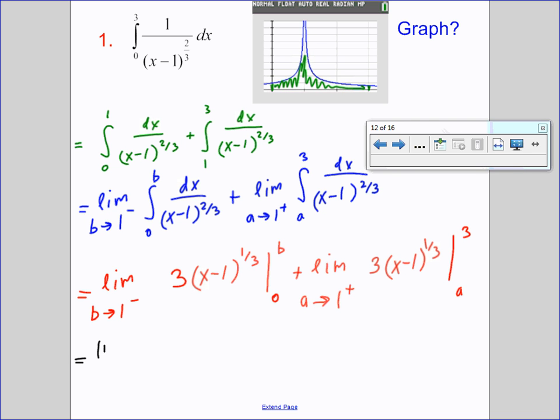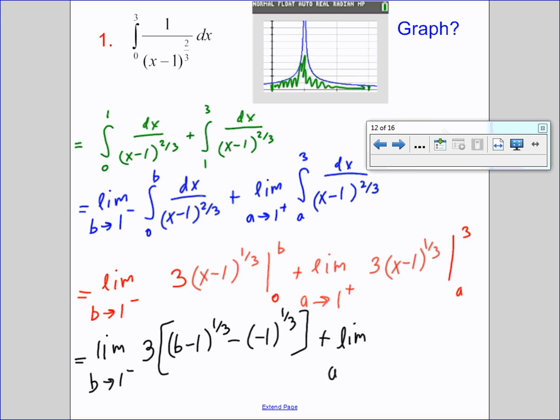So this is the limit as b goes to 1 from the left of 3, and I'm going to leave the 3 out front and do (b minus 1) to the 1/3 minus (0 minus 1) to the 1/3, plus the limit as a goes to 1 from the right of 3, (3 minus 1 is 2) to the 1/3 minus (a minus 1) to the 1/3.